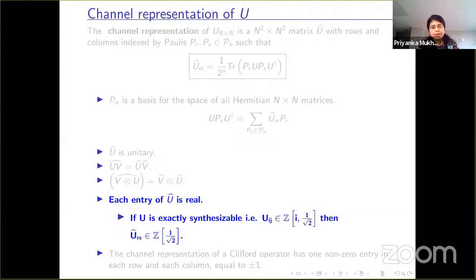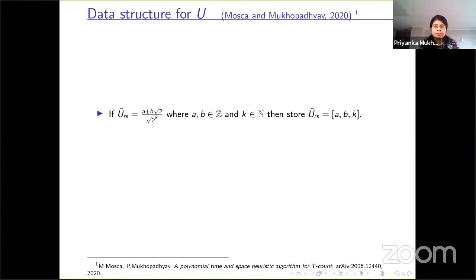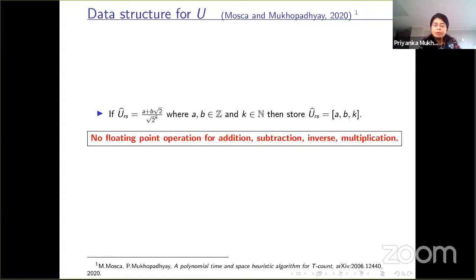Now, as I said, each entry of the channel representation of U is real. So if U is exactly synthesizable, then the entries of its channel representation belong to the ring Z[1/root 2]. This gives us an idea about the data structure for U. If we represent the entries of U by this tuple A, B, and K, where A is the rational part, B is the irrational part, and K is the denominator exponent, then we can do all the operations required, addition, subtraction, inverse, and multiplication, by integer arithmetic. No floating point operations are needed for any of our algorithms.